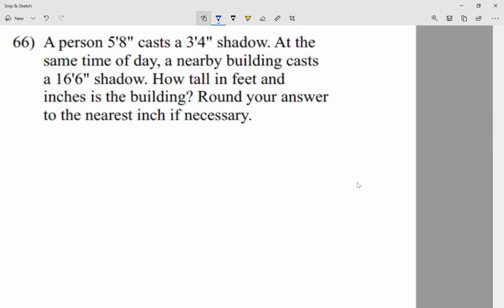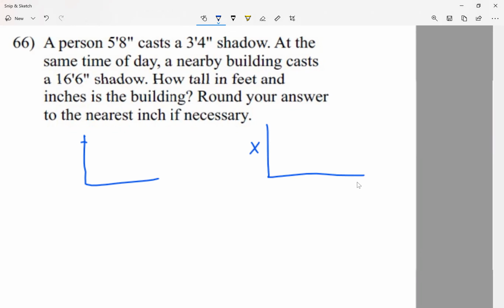The first thing I'm going to do is change everything to inches. Or actually, let me draw this first, right? So there's a person that has a shadow, and there's the building. I don't know the height of the building, right? And then there's the shadow. I'm going to change everything to just inches.